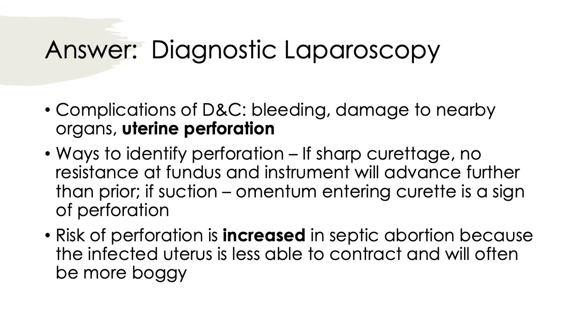Ways to identify the perforation. So if sharp curettage, then you'll probably notice that you no longer have resistance when you reach the fundus, and the instrument will advance much further than it did prior. If you're using suction curettage, omentum entering the curette is a sign of perforation, although similarly you may advance it further or not feel any resistance anymore. This is one of the reasons why sharp curettage is not recommended, because it is easier to perf through, although as we can see, it can also happen with suction curettage.